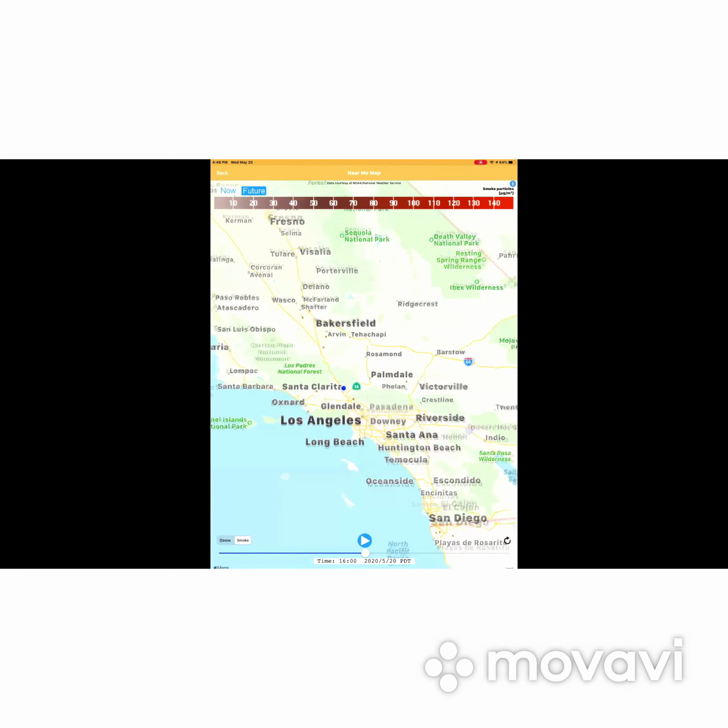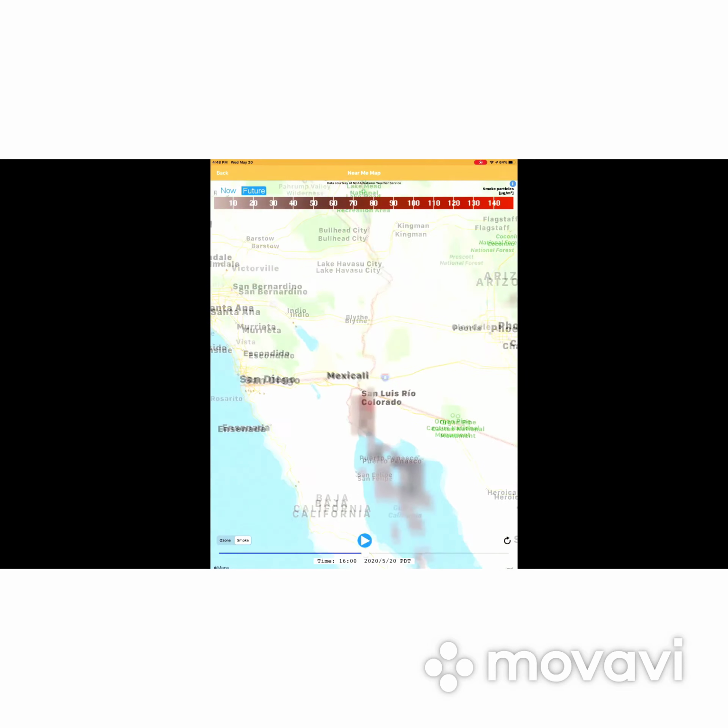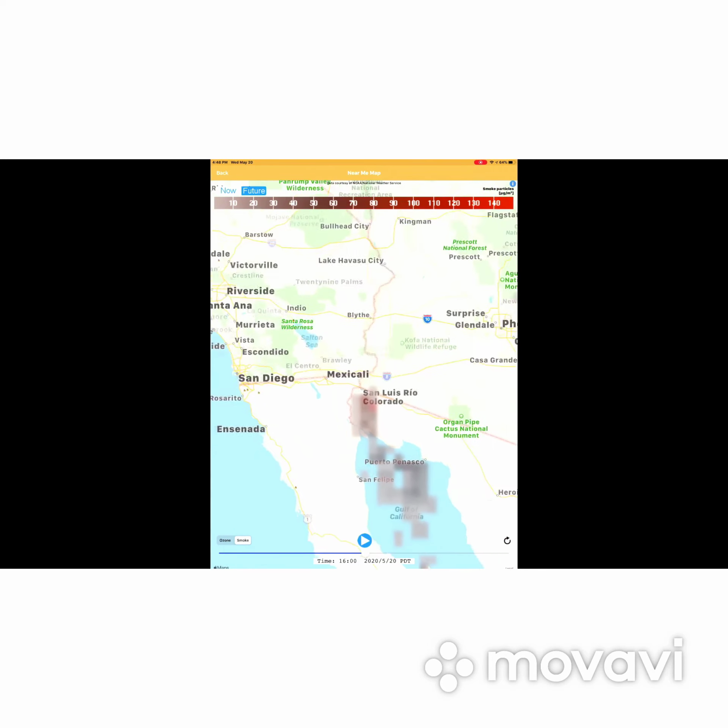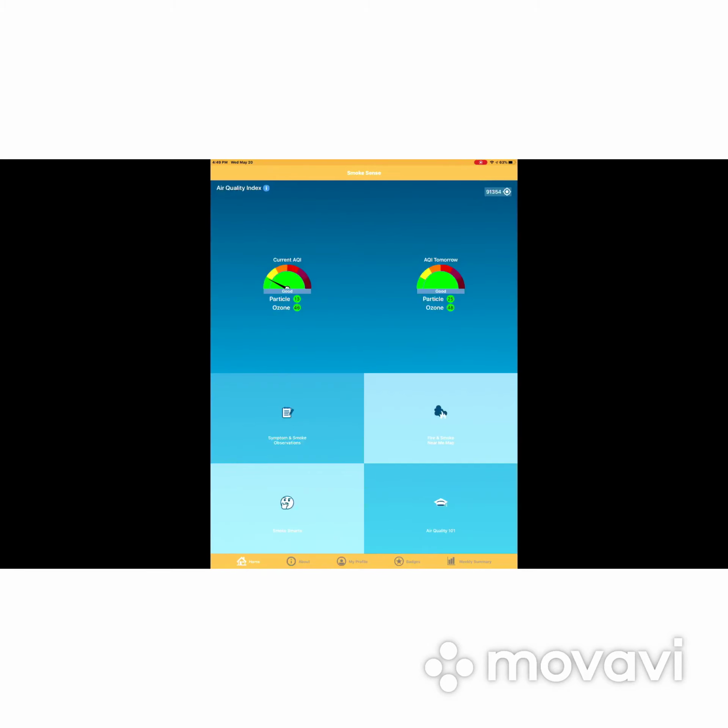I don't see any. It looks like the nearest smoke is around San Felipe and Baja California, and you can see where the smoke is right now on this map. And then if you click the play button, it shows where the smoke is heading. And of course, we are seeing a little smoke around LA here in the future view. It'll have a time running towards the future there. I'm going to pause that. That's the near me map. I'm going to go back.